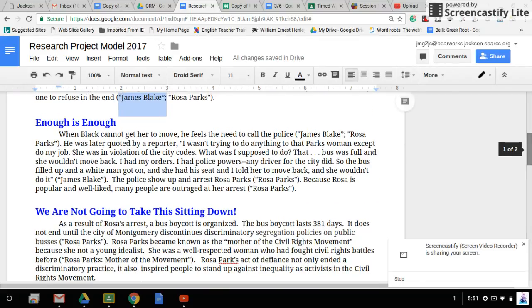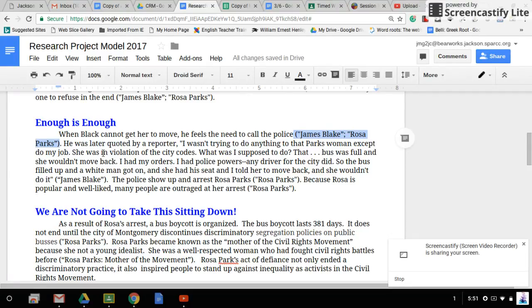"Enough is enough. When Black cannot get her to move, he feels the need to call the police." And you can see again, both sources gave me that information, so I quoted both sources. It really makes it look pretty credible, the fact that I've got two different sources saying the same thing.